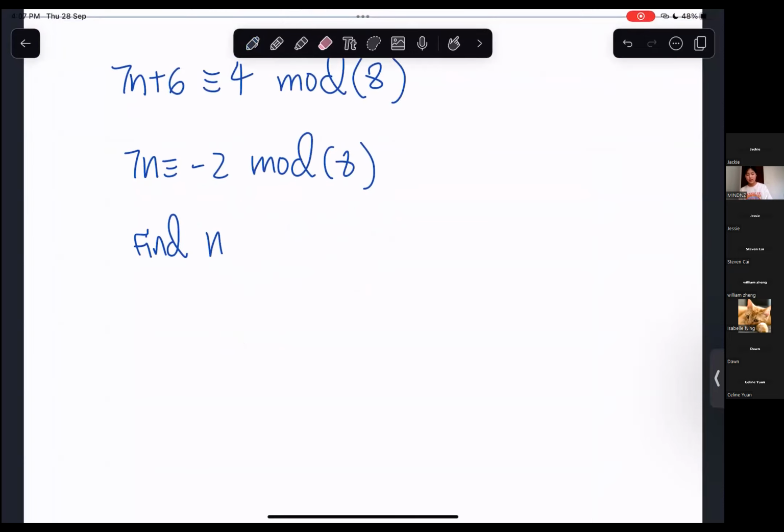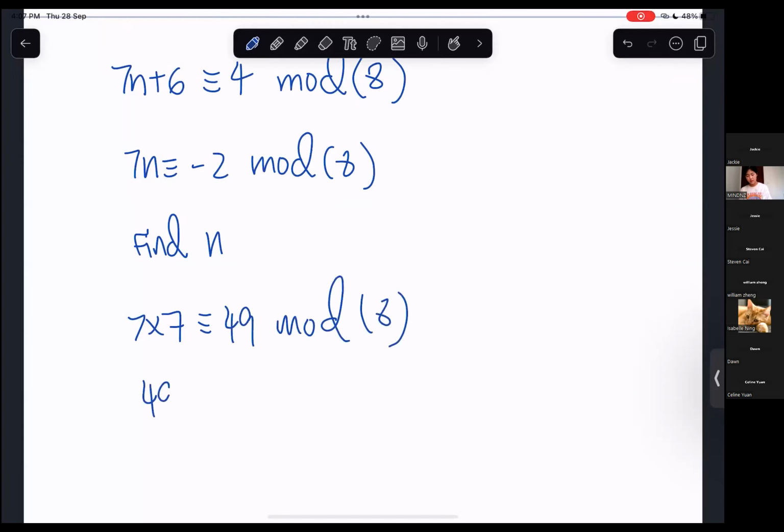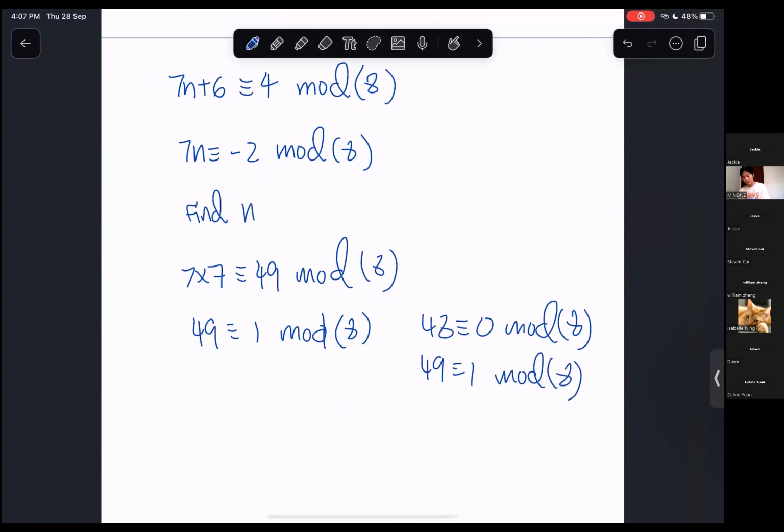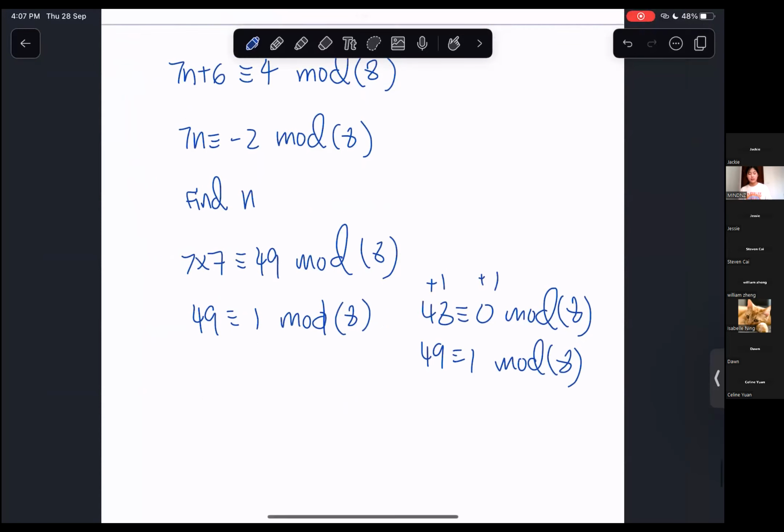So let's do that. And we multiply by 7 because we know that 7 times 7 is equal to 49 mod 8. And 49 is congruent to 1 mod 8. We know this is true because 8 times 6 is 48. So then 49 should be equal to 1 mod 8 if we add 1 to both sides, right? So we can consider it like something like that.